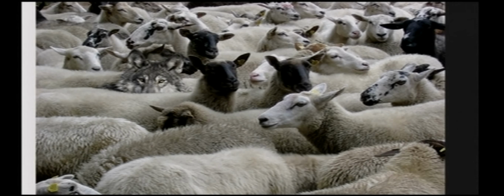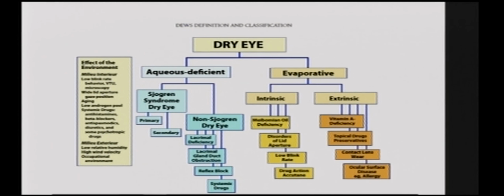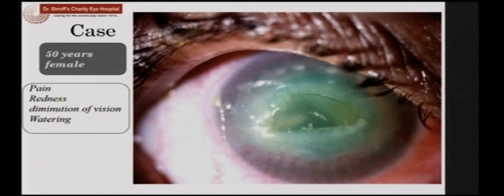So as you all know, we are trying to look for that wolf in the sheep's clothing, and unless you look carefully, you'll actually miss him, and that's what this talk is all about. So this is OSD Masquerades, knowing when not to lose the way. So if one looks at dry eye, one sees that there are aqueous deficient and evaporative dry eyes. And the one that we're going to talk about is one by one, some of these features.